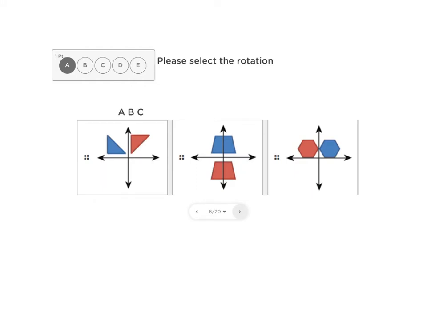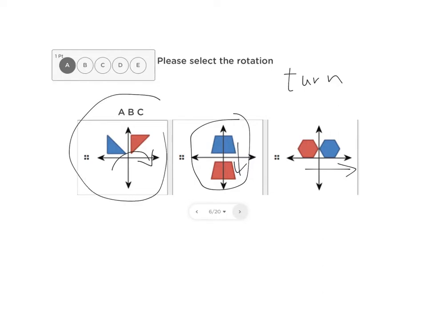Question number 6, we were looking at whether something is a rotation. Remember, rotation is a turn. So which of these shapes are turning? This first one here is not a turn. This is actually a translation. Right? It just slid down. This one, the last one, is also a translation. This one slid over. The first one, letter A, is the rotation. So this would be letter A.